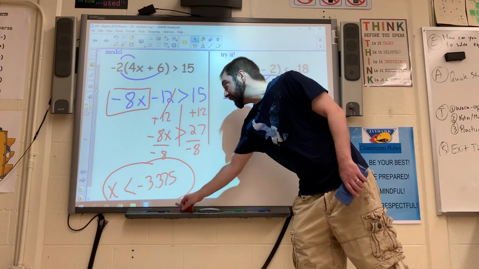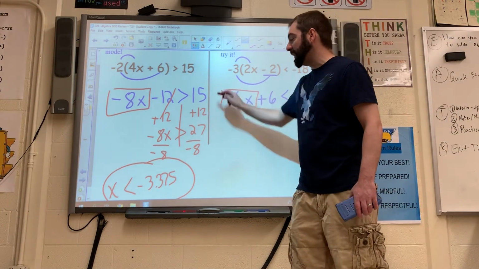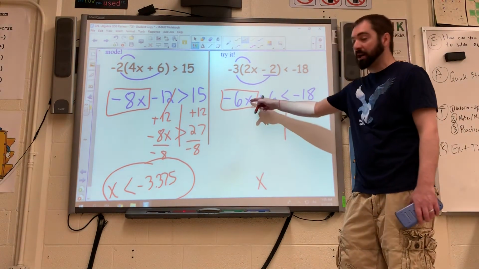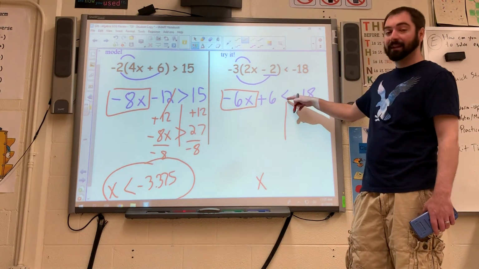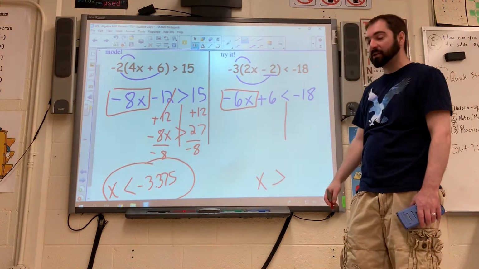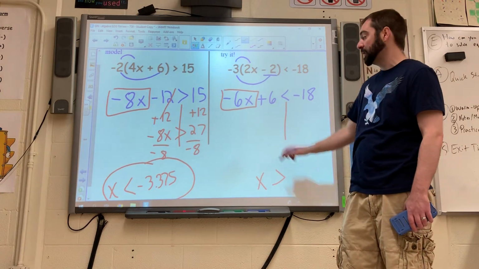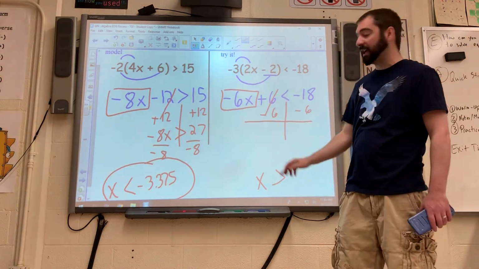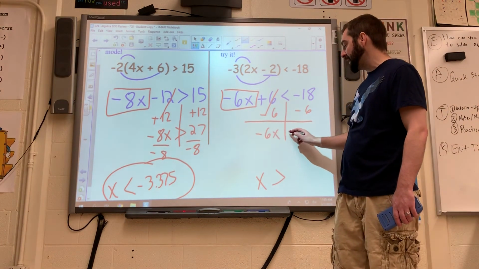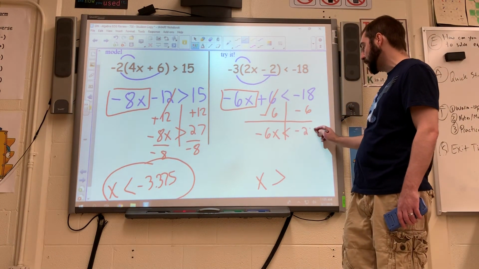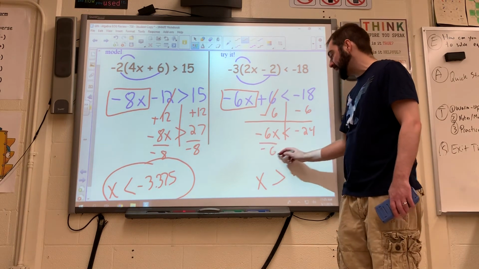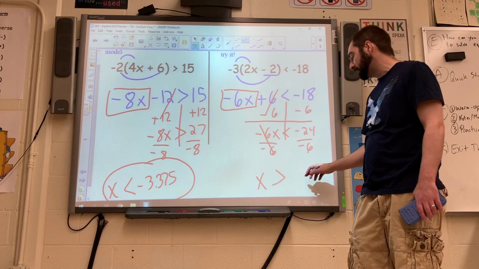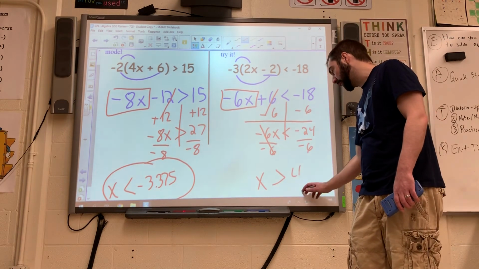From there, again, I'm going to recognize I do have a negative coefficient with my variables. So again, at the end, I know x started on the left, it ends on the left. Less than is going to flip to greater than because of my negative coefficient. First step, I have positive 6, so I'm going to subtract 6. The 6's will cancel. Negative 6 times x is now less than negative 24. I have times negative 6, so I'm going to divide by negative 6. And x is now greater than positive 4.